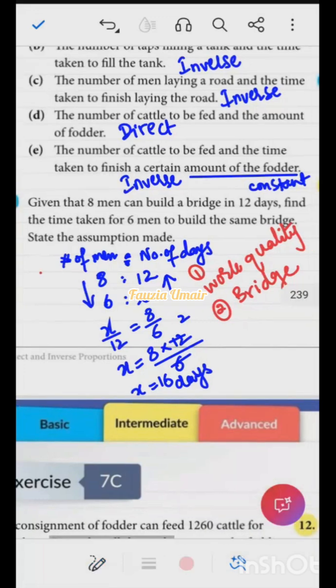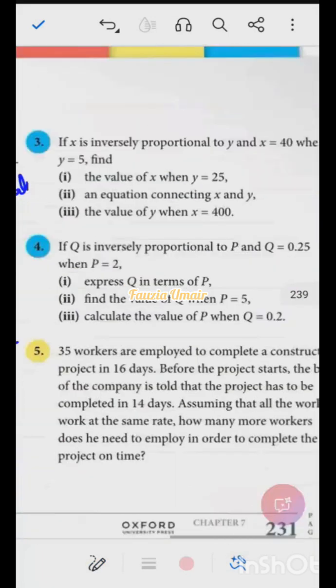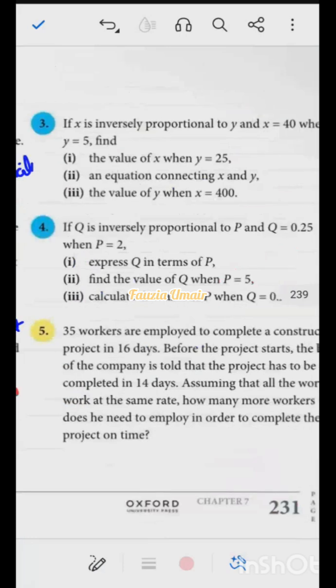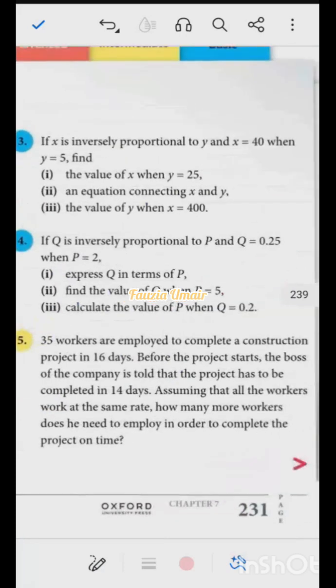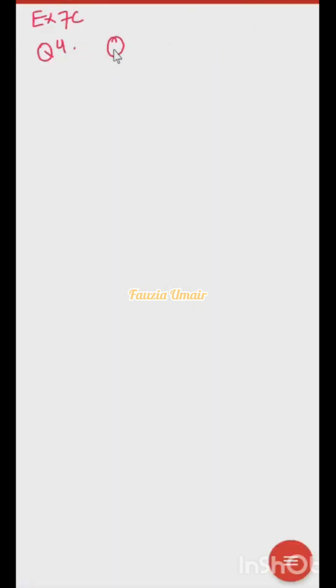ठीक है? आप देखिए question number 3 and 4 are questions of K method. So what we can do is that we can solve this question on the whiteboard. We will solve, let's say, question number 4. Q is inversely proportional to P. मैंने आपको बताया the order matters in proportion. So you will write down Q first. So we are going to do question number 4 with the K method. This is exercise 7C. We will do question number 4. So question number 4 is Q is inversely proportional to P. अब inversely proportion में sign direct proportion का use करेंगे. Because it is inversely proportional to, we will write down 1 by P.